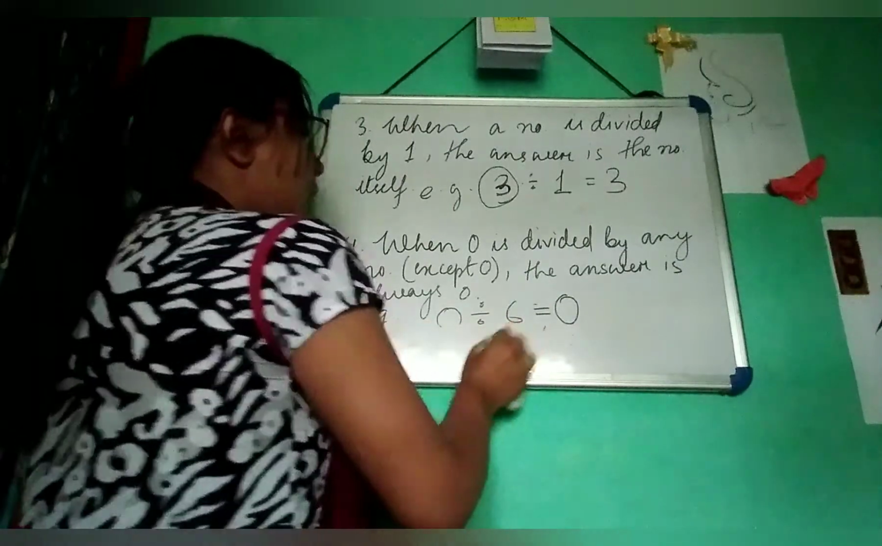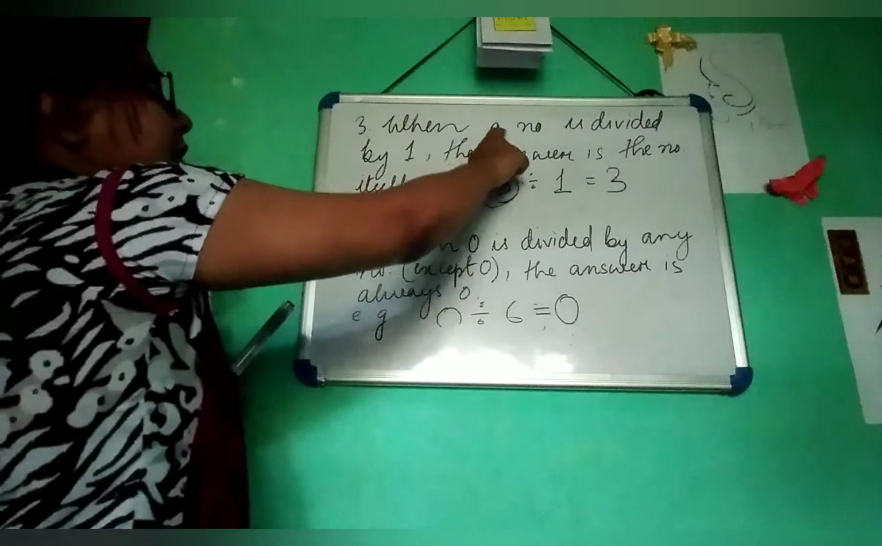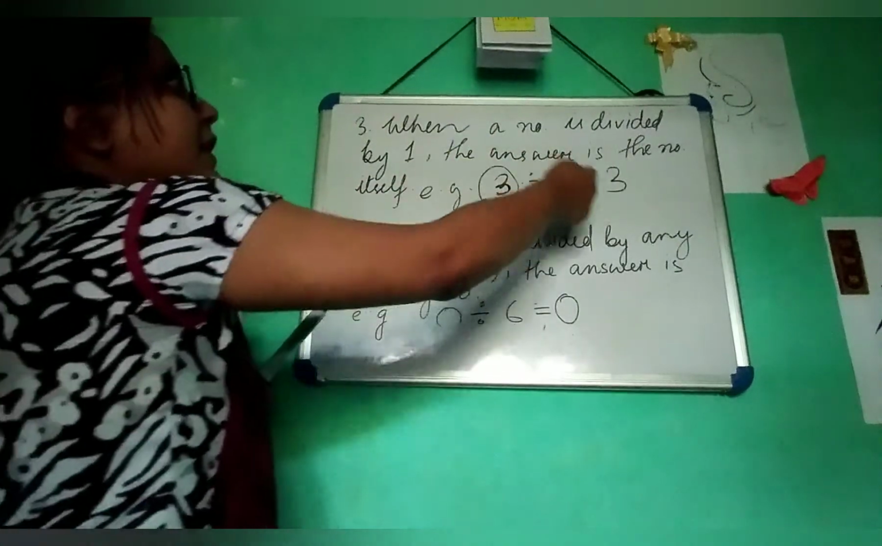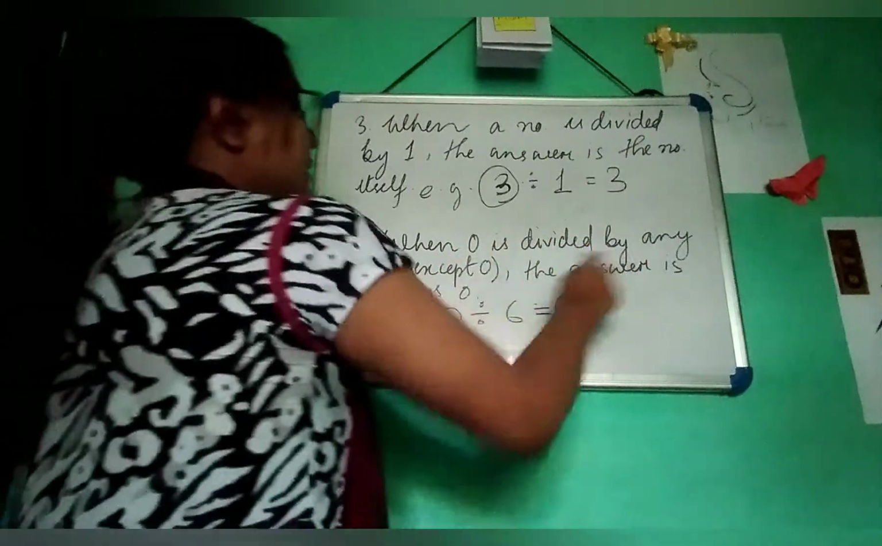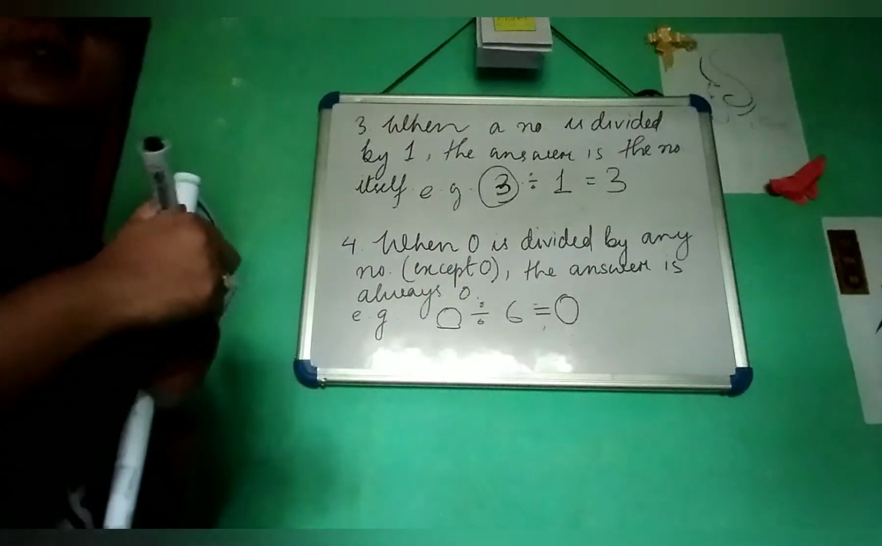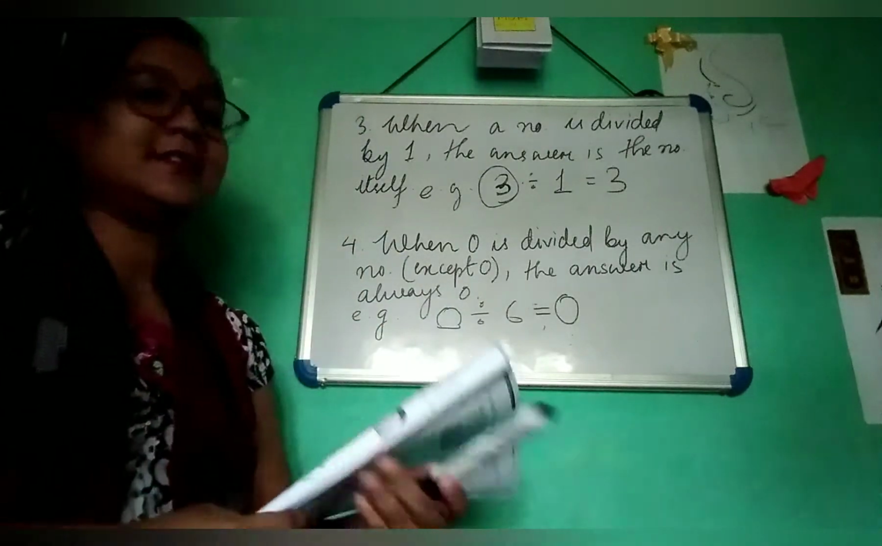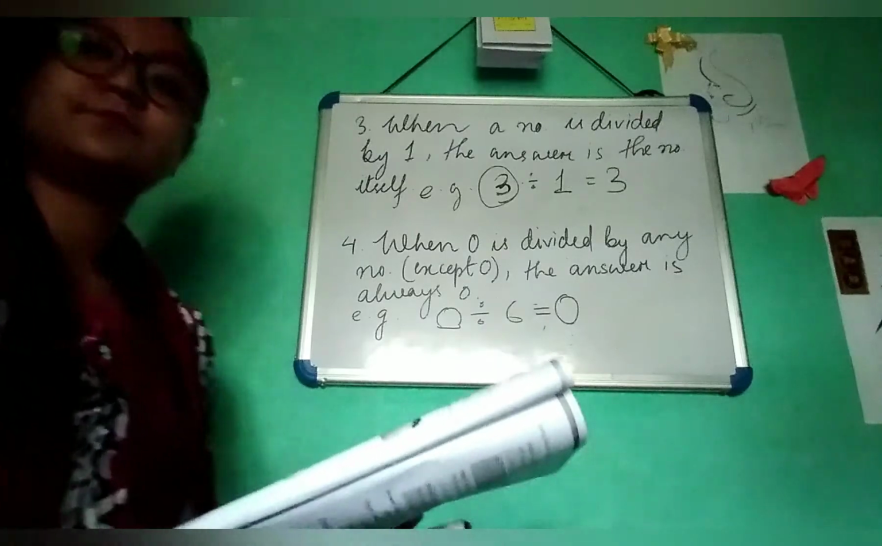So you understand this: when 0 is divided by any number, 36, 37, whatever, you will get the answer as 0. Earlier, a number was divided by 1, but now 0 is divided by any number. So these are the 4 properties of division.